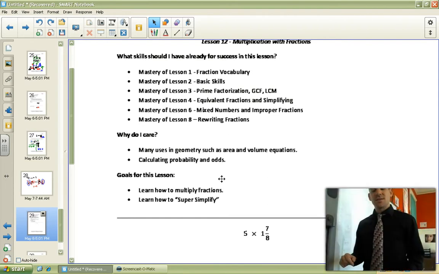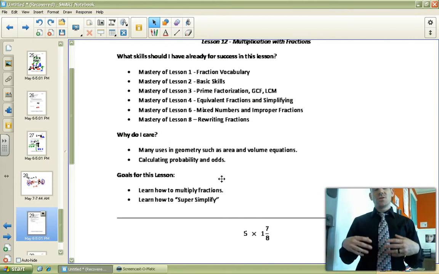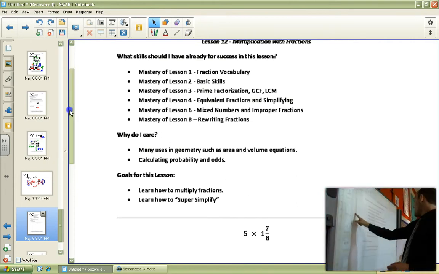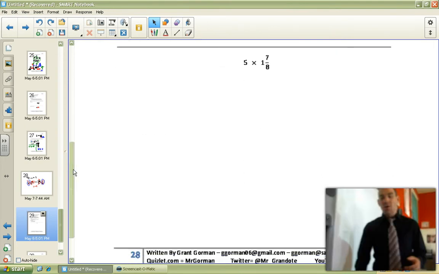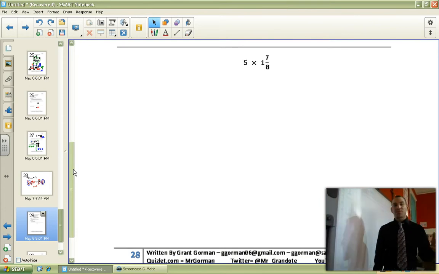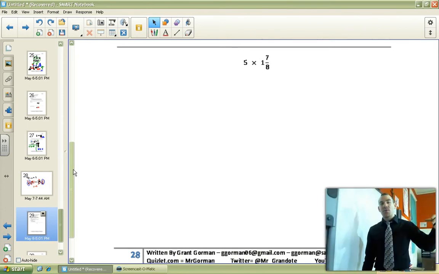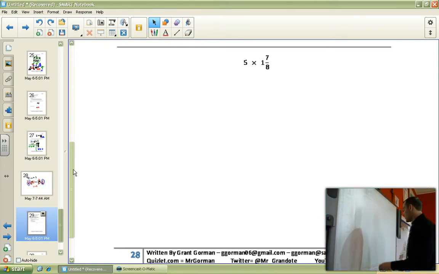Finally, goals for this lesson: I want us to learn how to multiply fractions, and I want you to learn how to super simplify, and I'll show you what that means in just a second. In the past I've given you true facts of mathematical truth. Well, for this one, the easiest way to multiply, and we're only doing one way, is to get everything in fraction or improper fraction form, and then you multiply straight across.